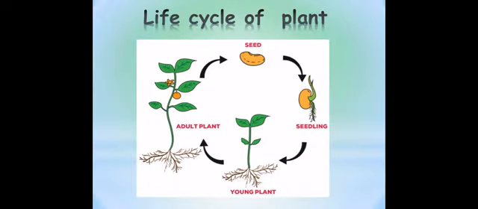Then we are talking about the life cycle of plants. Seeds are converting into seedlings and then seedlings are growing into young plants. Young plants then become mature adult plants.